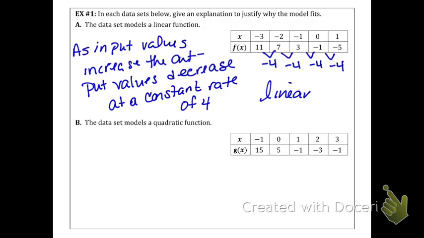Now, B is the data set models a quadratic function. So again, I'm going to check my differences, but if it's quadratic, then I should have roughly the same second differences. So I can see my x's are each increasing by 1. For my y's, I'm down 10, down 6, down 2, up 2. So here I would be up 4, up 4, up 4. All right, so we can see that second differences are constant.